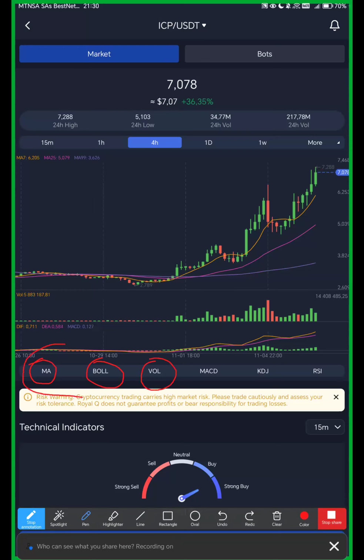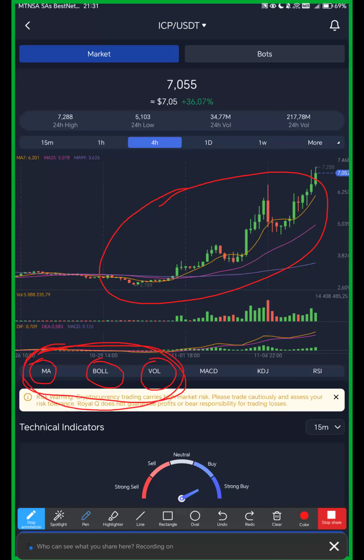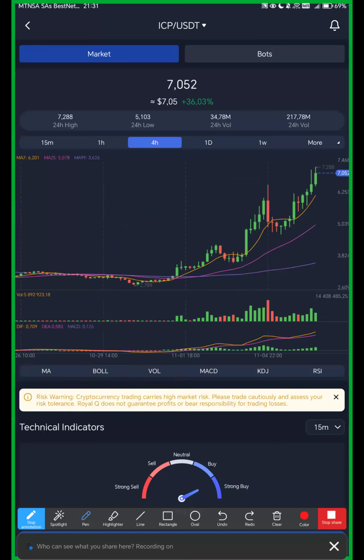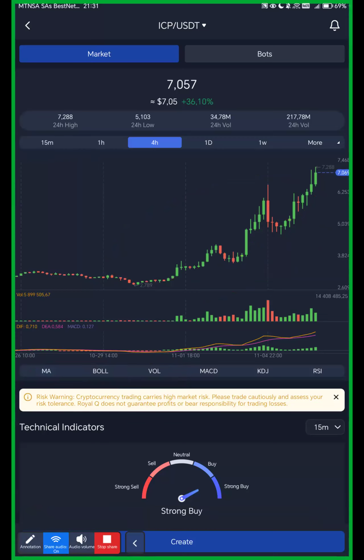These three indicators, on the Royal Q platform, you only use them to have an overview of what is happening here. We normally teach you these indicators in technical analysis, how to use them. Here in Royal Q, you cannot use them to trade or set up a trade. You can only use them just to have a look. For example, if I put a moving average here, can you see? I do have moving averages.